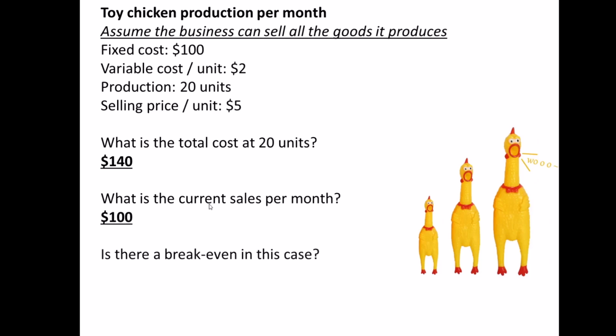Is there a break-even in this case? No, right? You can see that clearly. The total cost is 140, and the total revenue is 100. So right now, if we are selling at $5, at 20 units, we cannot break even. We are losing $40.